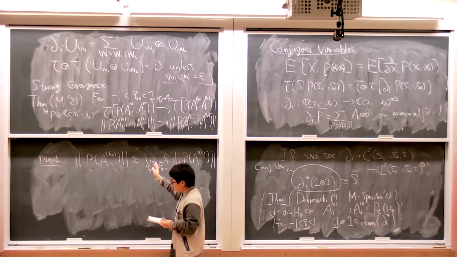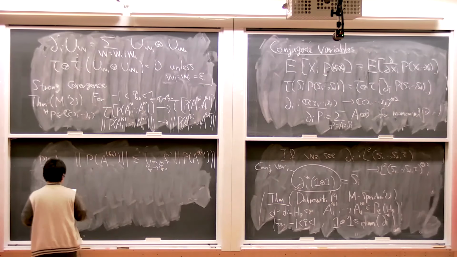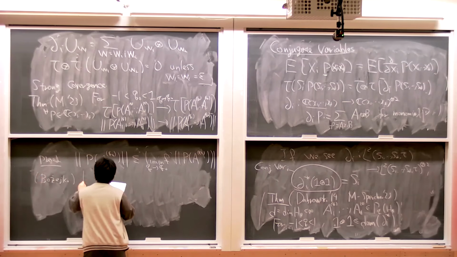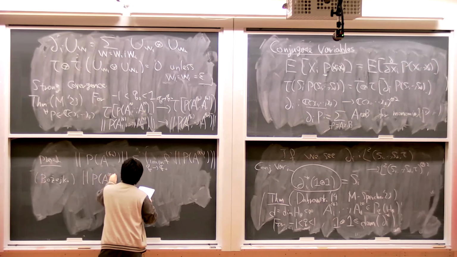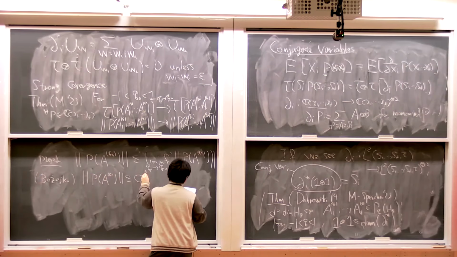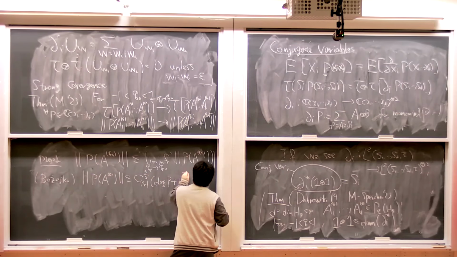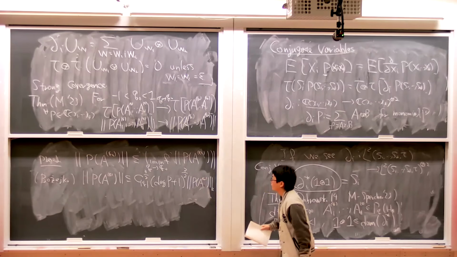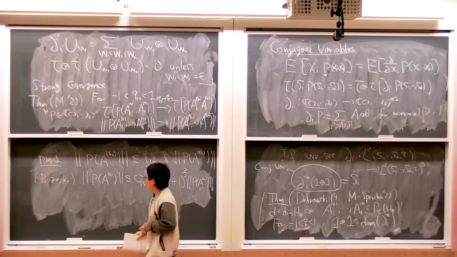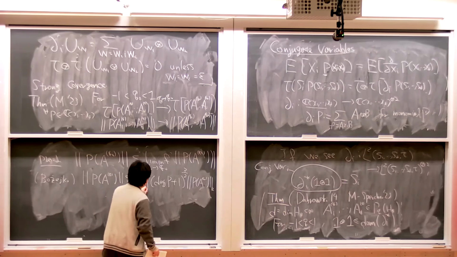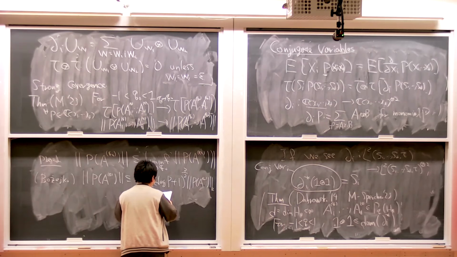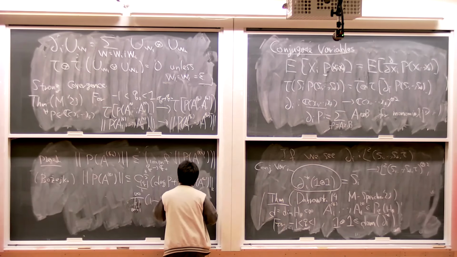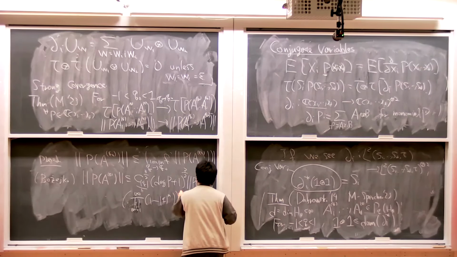To show the other direction, we use the Haagerup inequality, the Bozejko-Haagerup inequality. The operator norm of P(A^q) is bounded by some constant times (degree of P plus 1) times the L2 norm of P(A^q). Then this is equal to, well, it is a bit complicated number.